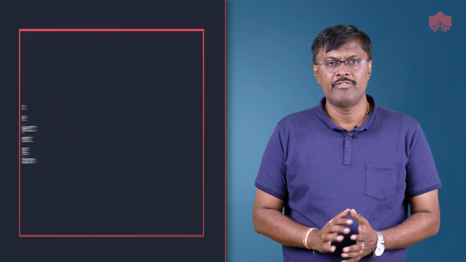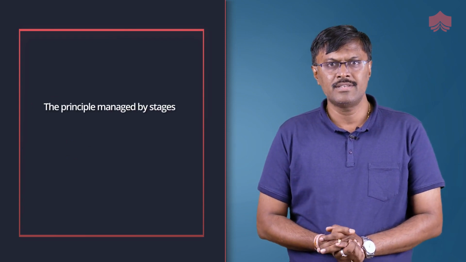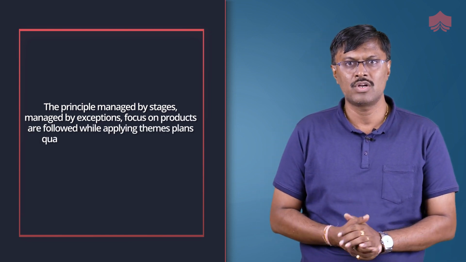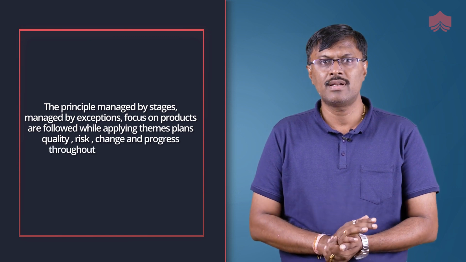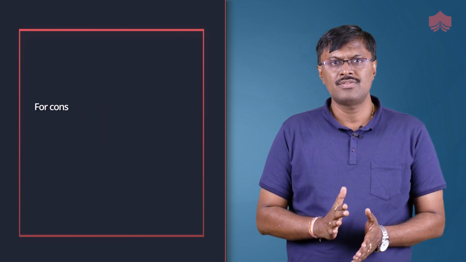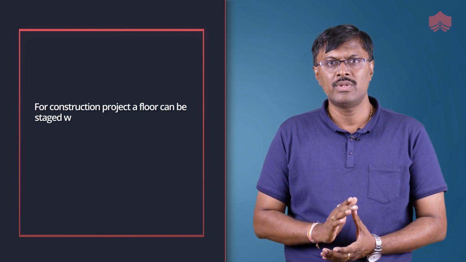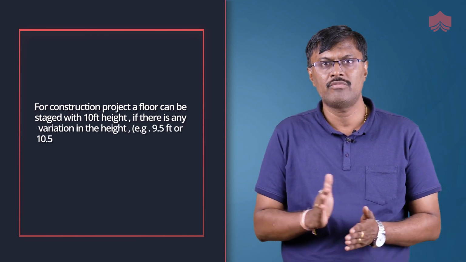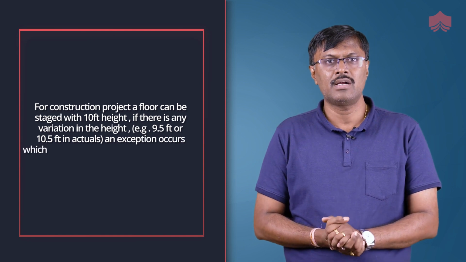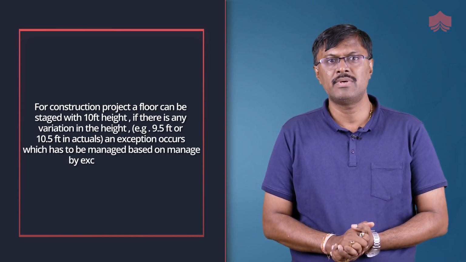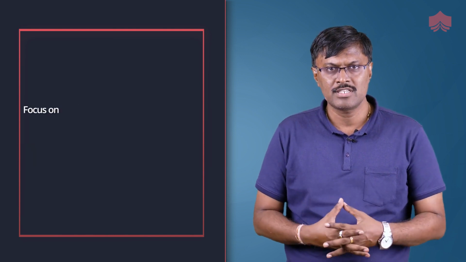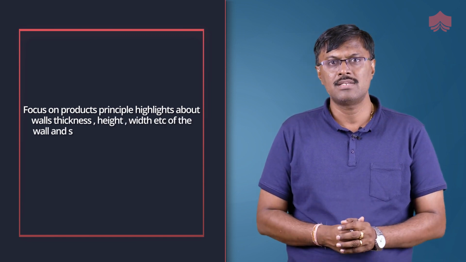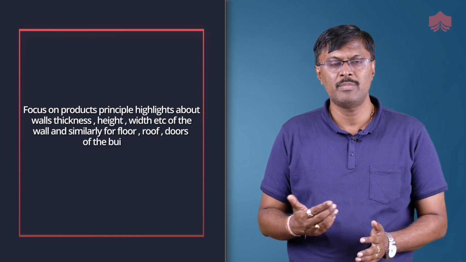Further, the principles manage by stages, manage by exception, focus on products are followed while applying themes, plans, quality, risk, change and progress throughout the project life cycle. For construction project, a floor can be staged with 10 feet height. If there is any variation in the height, for example 9.5 feet or 10.5 feet in actuals, an exception occurs, which has to be managed based on manage by exception principle. Focus on products principle highlights about walls thickness, height, width, etc. of the wall and similarly for floor, roof, doors of the building.